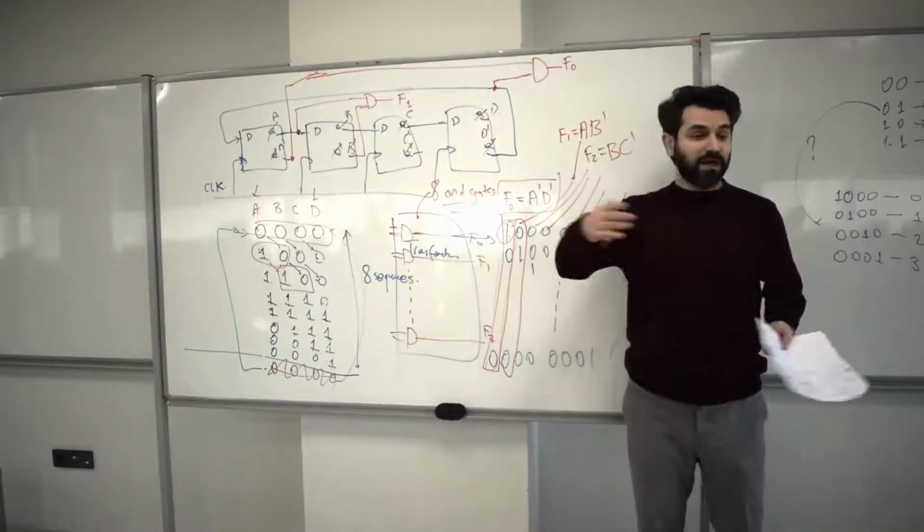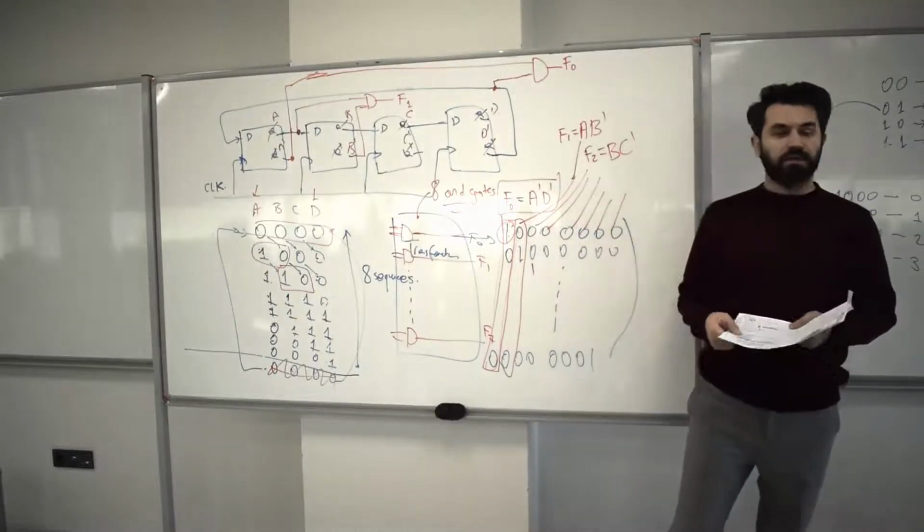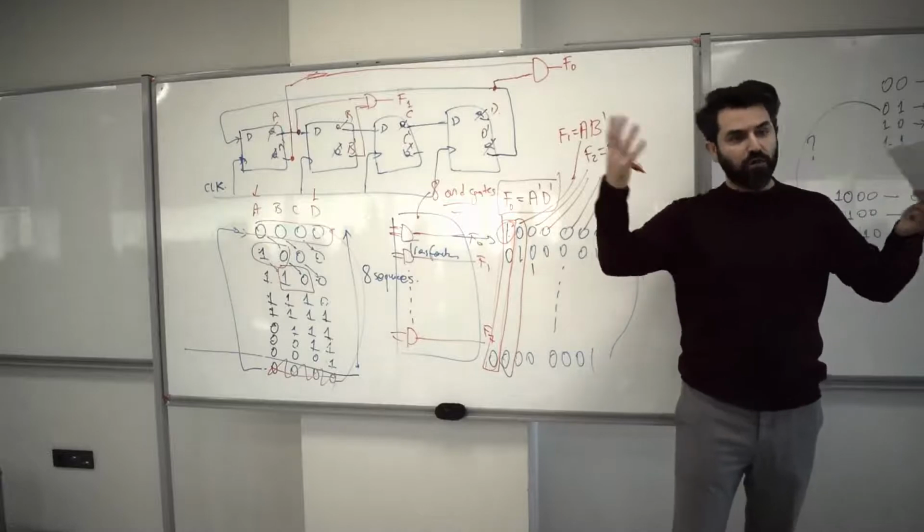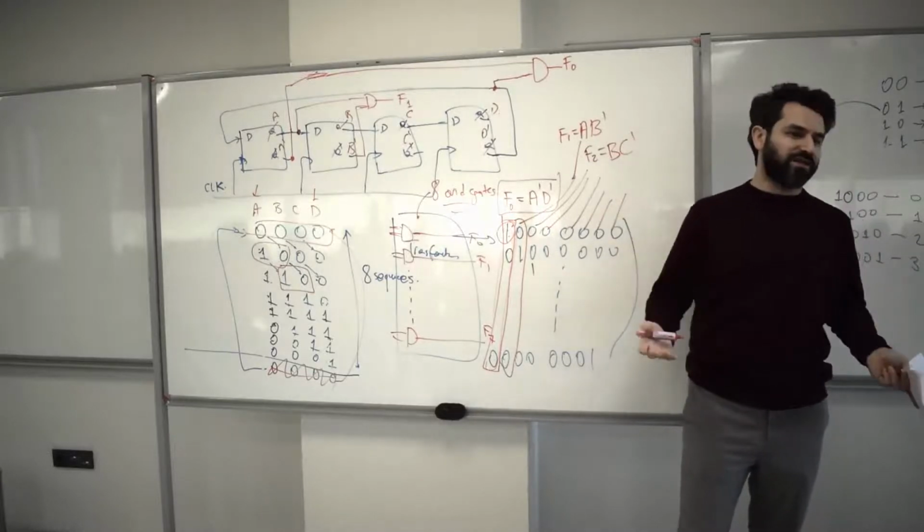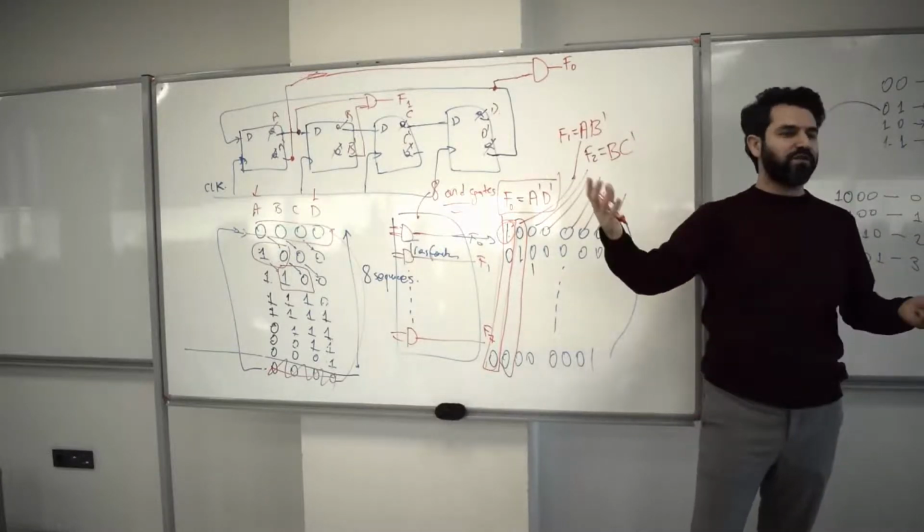However, if you go to a maximum length sequence generator, which I'll show you in a bit, it's going to cost more, but it will give you more states. Now you can count up to 15, for instance.